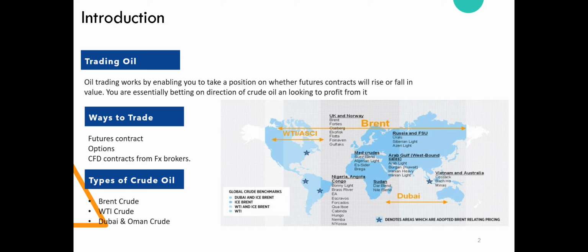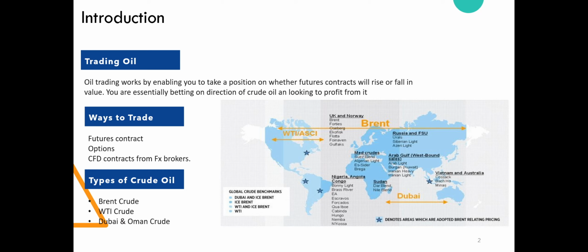One is, what are the ways to trade crude oil? You can trade crude oil in a futures contract. Futures contracts are traded in different exchanges. The most prominent exchange where it's traded is the NYMEX crude, which is WTI crude. Then you can also do options contracts, which are again traded in different exchanges. Wherever there are futures contracts, generally there are options contracts, in NYMEX, MCX, and other places.